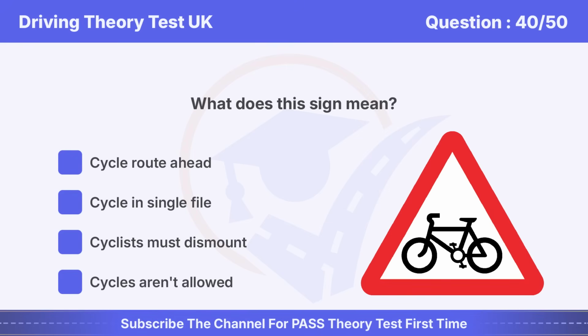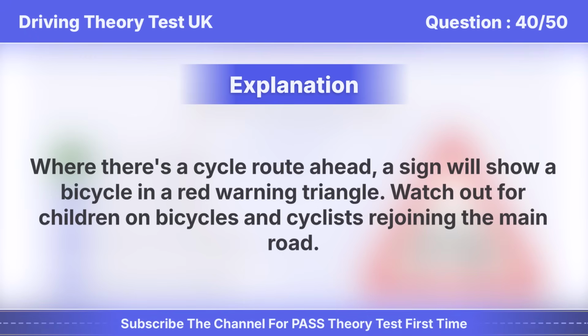Question 40. What does this sign mean? Answer is A. Cycle route ahead. Where there's a cycle route ahead, a sign will show a bicycle in a red warning triangle. Watch out for children on bicycles and cyclists rejoining the main road.